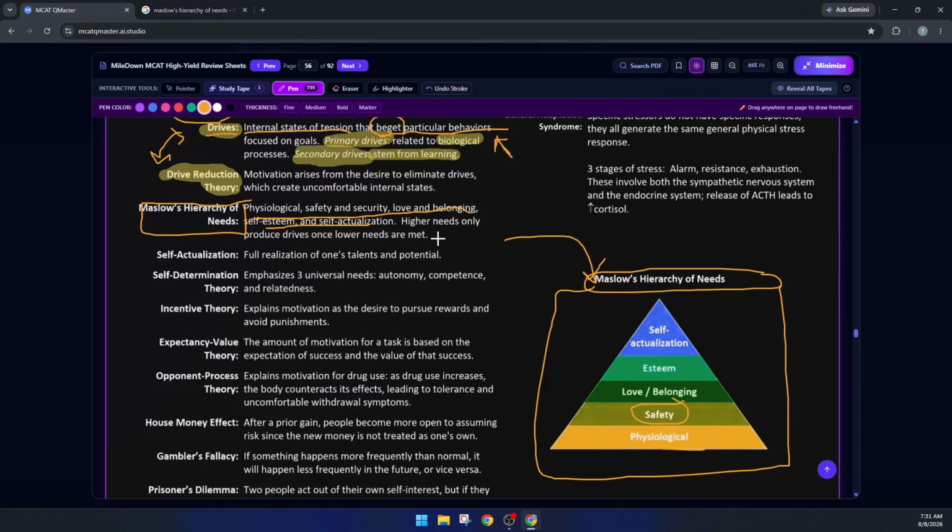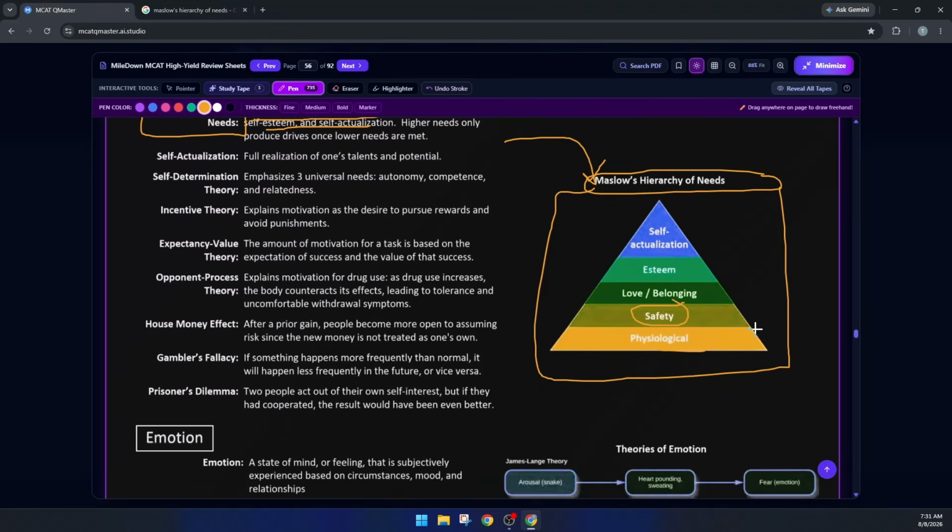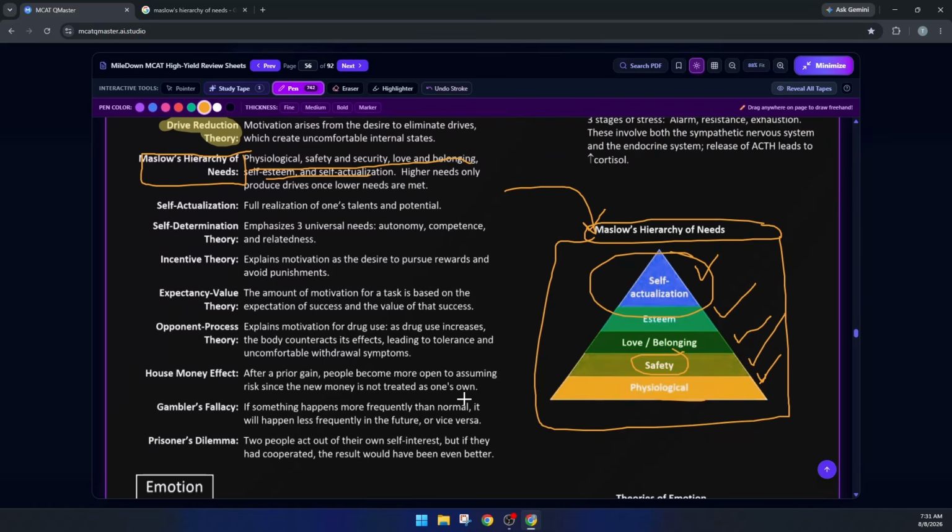All right. So higher needs only produce drives once lower needs are met. That's part of the theory: if you meet the physiological needs, we can go on to safety. You have a nice home and you're safe. Then we can move on to friendships, then esteem, and then self-actualization, where you become your real self. That's the whole idea. So self-actualization is part of Maslow's.